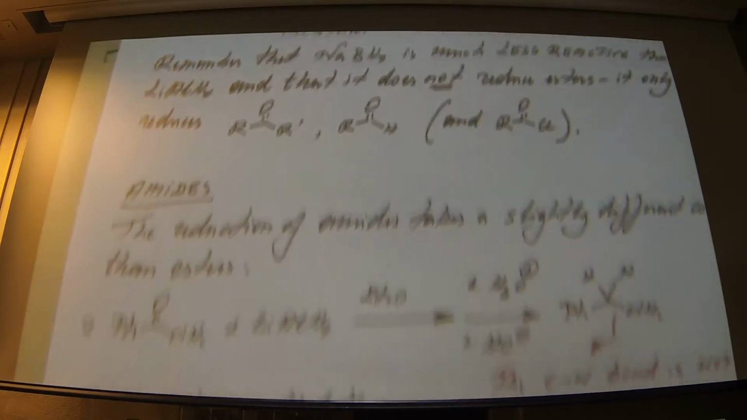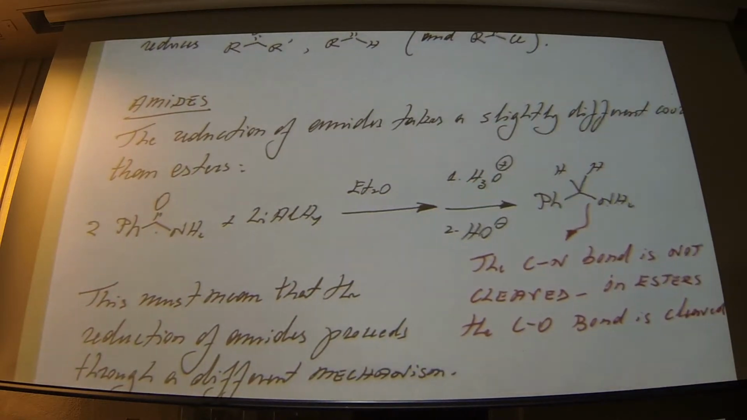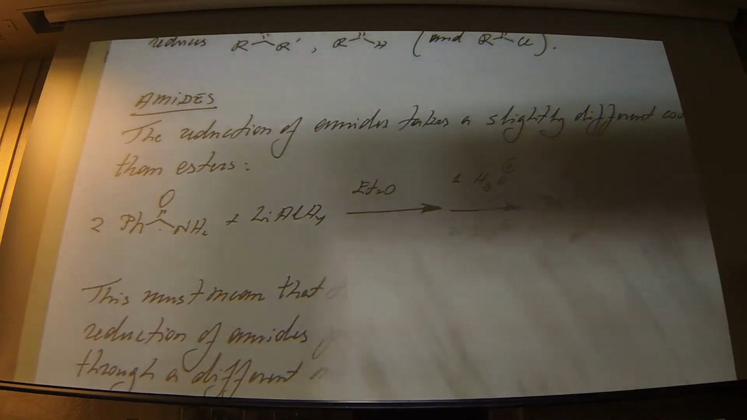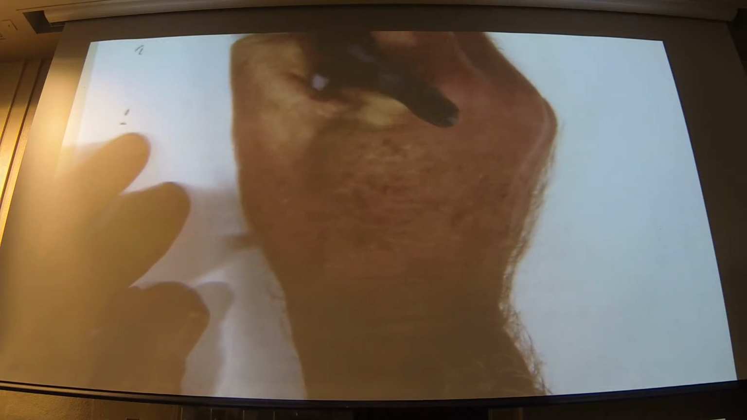Okay, now amides. Well, amides are more stable than esters, but they undergo reduction with lithium aluminum hydride. However, the kind of product you get seems at first a little different. Let me explain. So let's take a look at the ester again. Okay, so in fact, let's use color. So I have an ester here, OR prime, right?